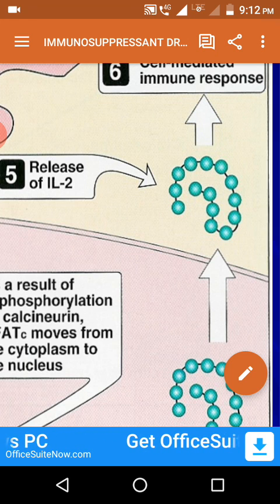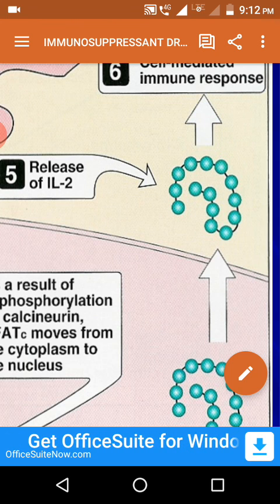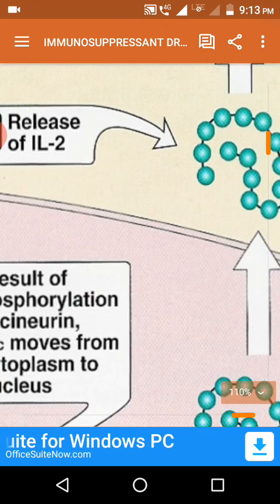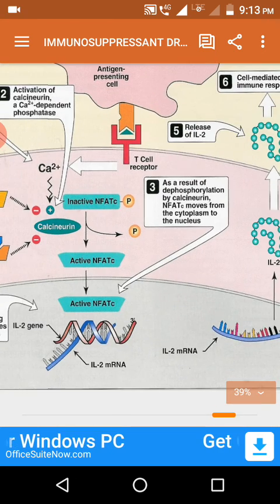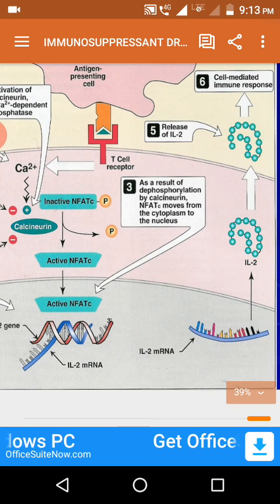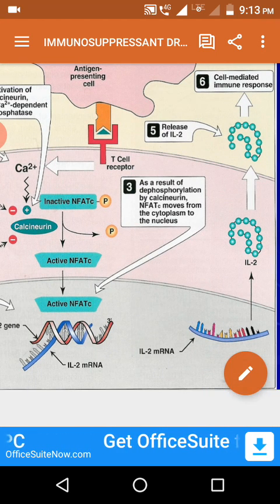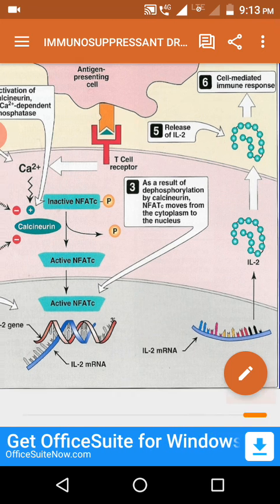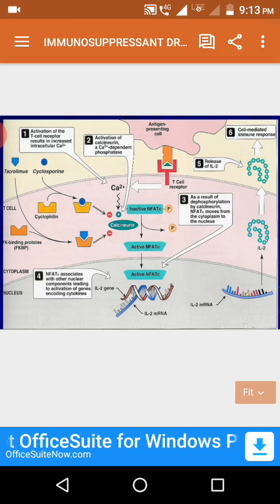More T lymphocytes means activation of both cellular immunity and humoral immunity, especially cellular immunity, which ultimately causes organ transplantation rejections. So this is a brief description of the mechanism of action.